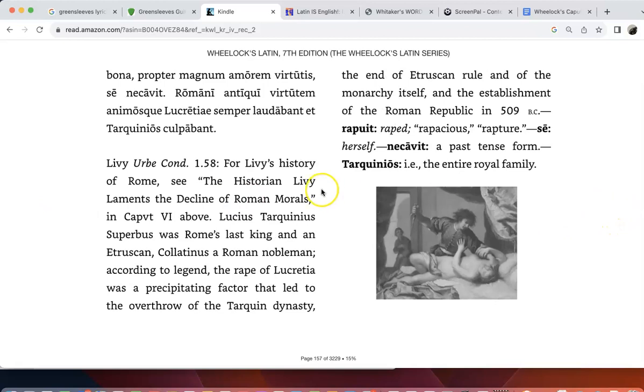So let's see, do they give us any? So here, Lucius Tarquinius Superbus was Rome's last king and an Etruscan. Collatinus was a Roman nobleman, according to legend. The rape of Lucretia was a precipitating factor that led to the overthrow of the Tarquin dynasty, the end of Etruscan rule and the monarchy itself, and the establishment of the Roman Republic in 509 BC. And of course, the Republic would, in one sense, collapse or come to an end finally with the Battle of Actium in 31 BC and the reinvention of Rome as an empire with Caesar Augustus and the Pax Augusta.